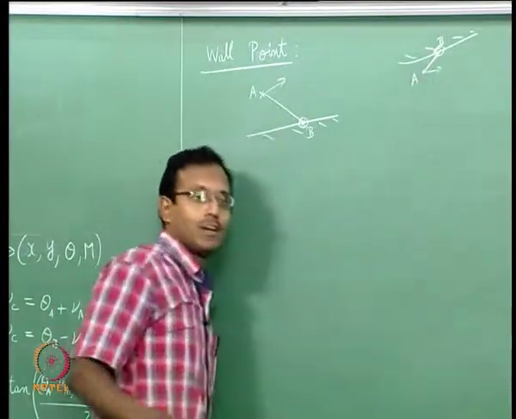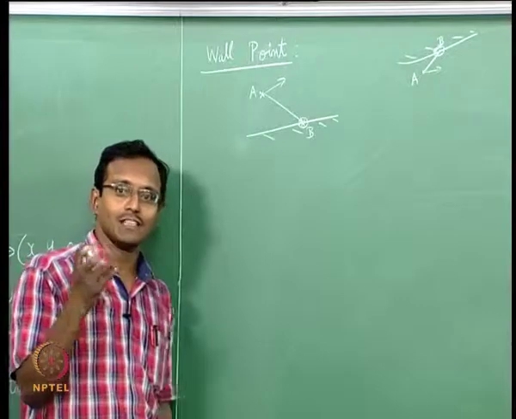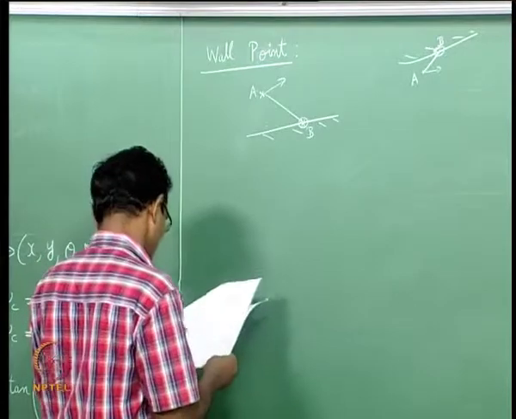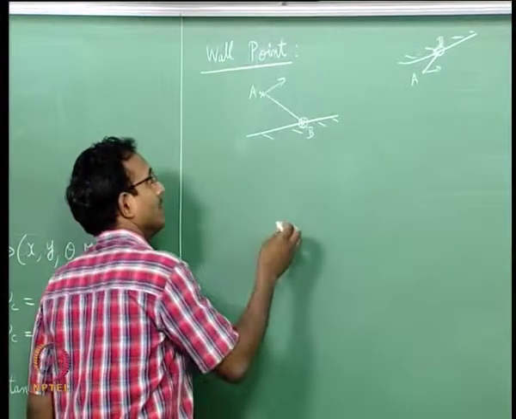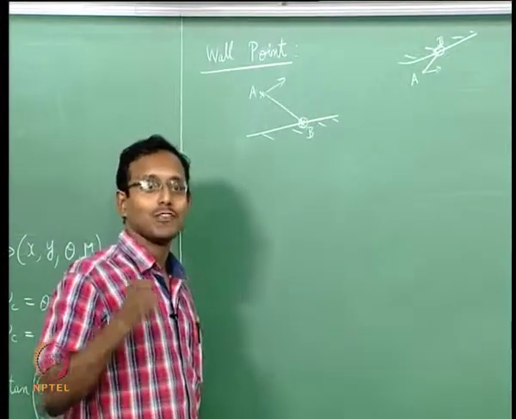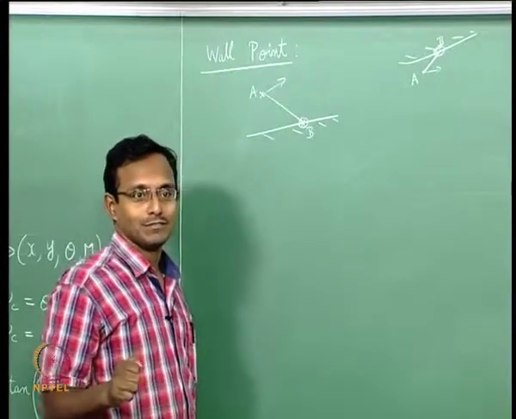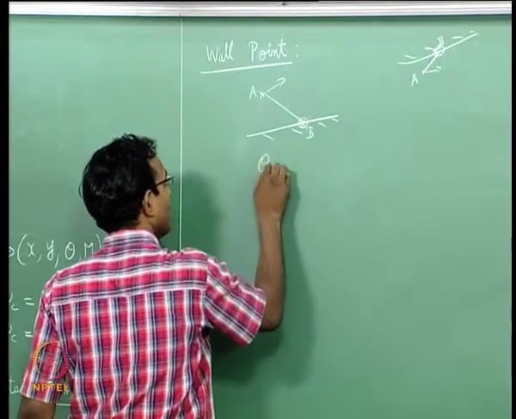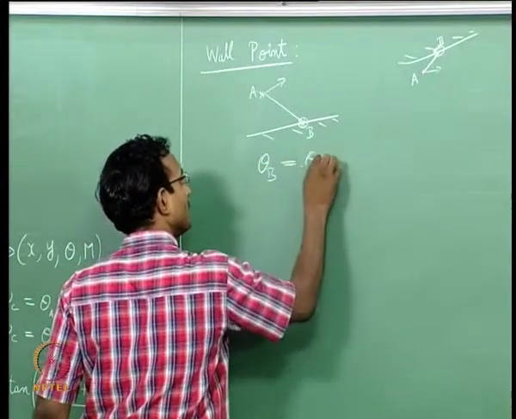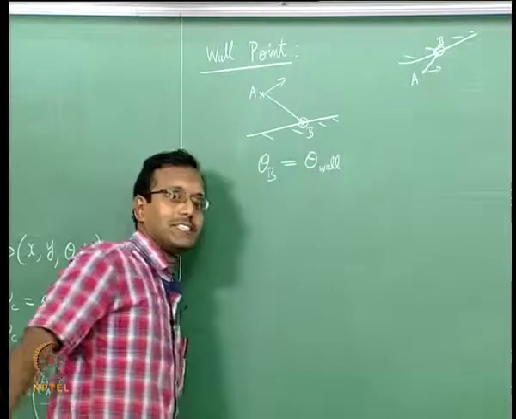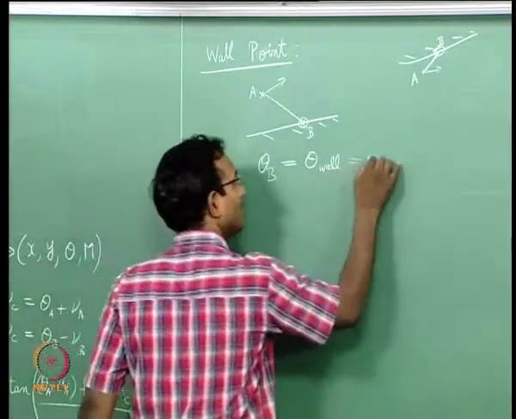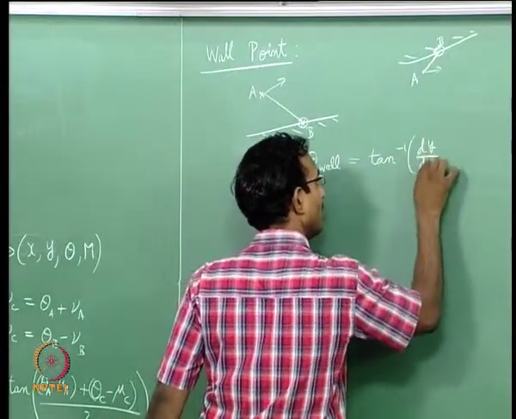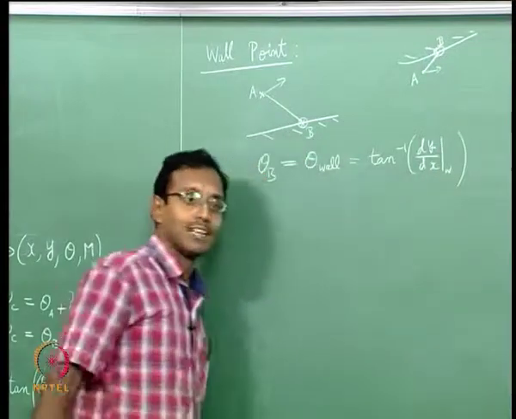When I say solve for the point, I mean we need to find the location and theta and mu for that point, theta and Mach number for that point. So how will I solve it? Immediate thing you should know is wall enforces velocity parallel to it, which means at this point B, immediately theta B is known. Theta B is equal to theta wall. What is this equal to? Tan inverse of dy by dx at that wall, at that point.